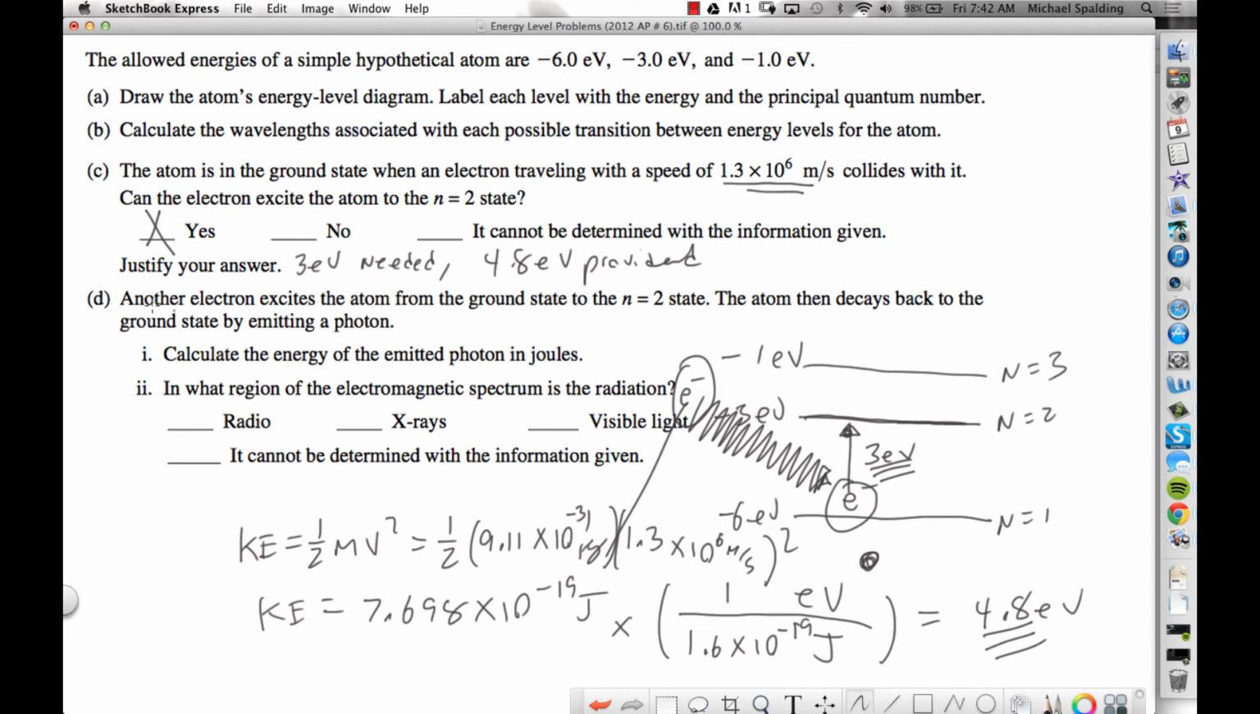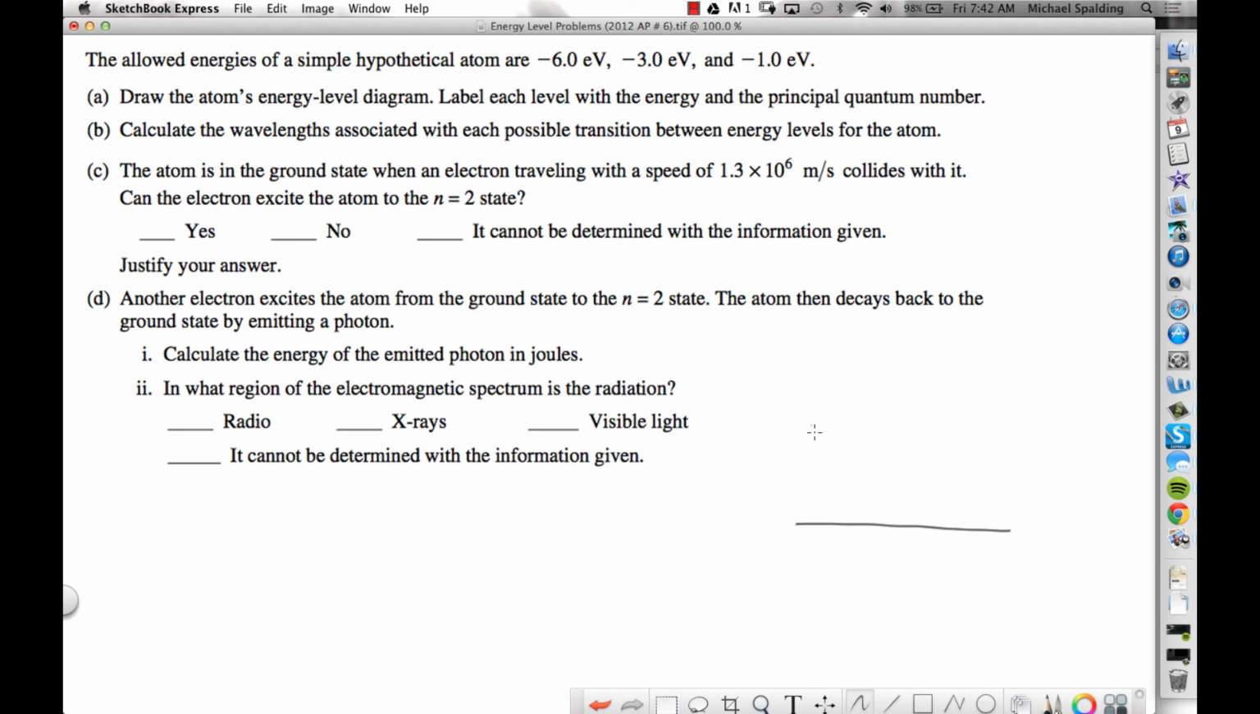Okay, part D. We're almost done here. Another electron excites the atom from the ground state. So I'm going to redo this whole thing real quickly. Here's -6, -3, -1. This is n equals 1, n equals 2, n equals 3. Another electron excites the atom from the ground state to n equals 2. So this guy goes from the ground state up to here, right? The atom then decays back to the ground state by emitting a photon.